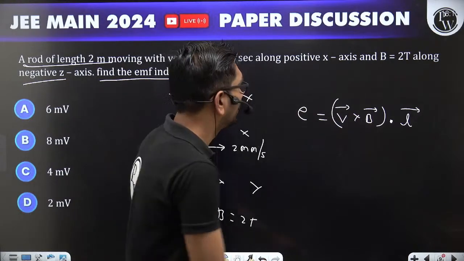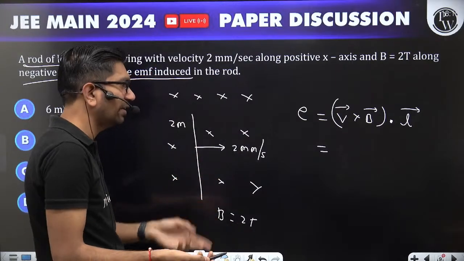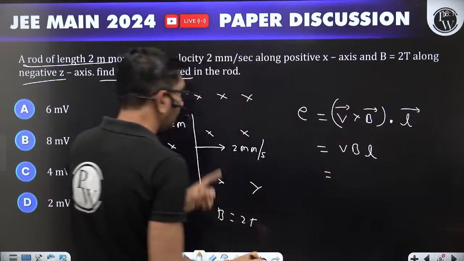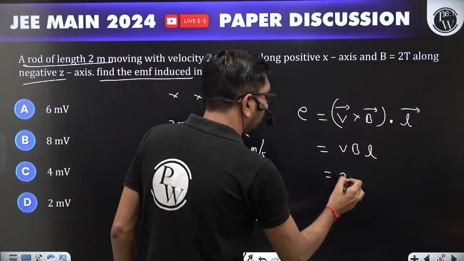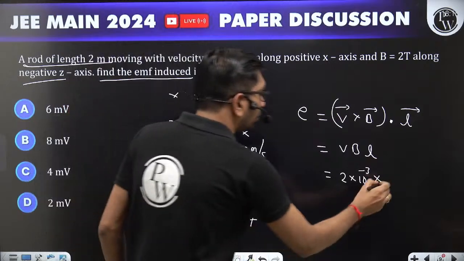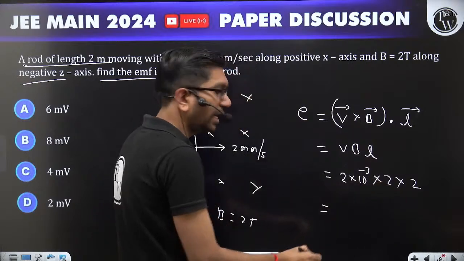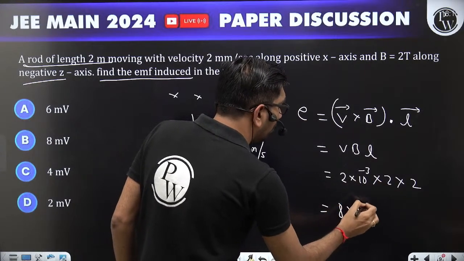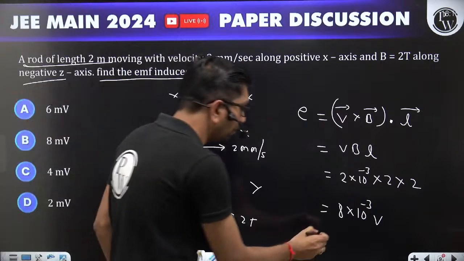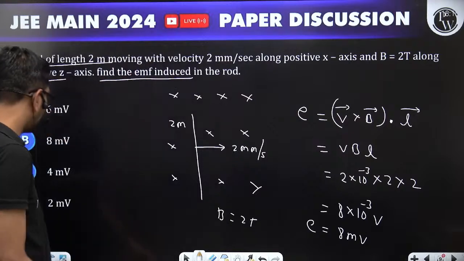Finally, here all are perpendicular to each other, so directly we can substitute the values. Velocity is 2 millimeter, 2 into 10 power minus 3. The magnetic field is 2, and the length is 2. 2 times 2 times 2 is 8. So 8 into 10 power minus 3 volt, which means 8 millivolts.